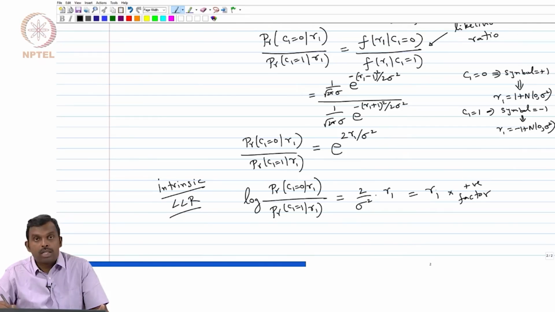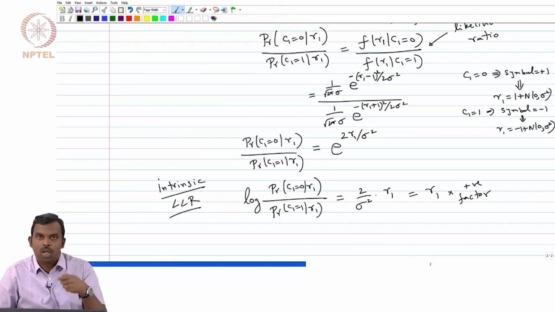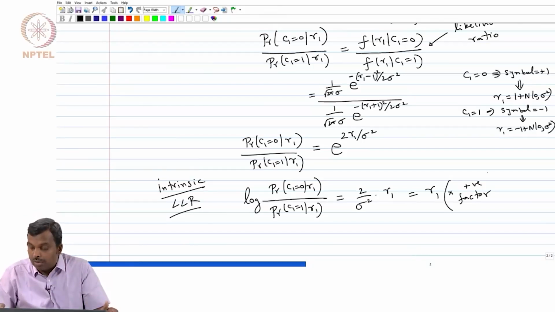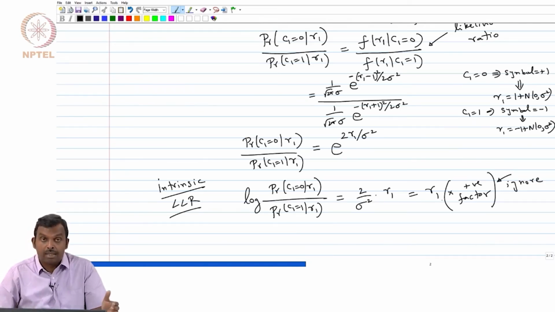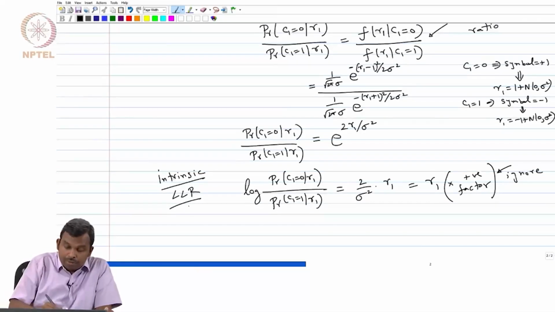R1 is the most critical component. The factor 2 by sigma squared depends on the channel value. If sigma squared is the channel noise variance and it is small, 2 by sigma squared is going to become very large. So at high SNR, this factor will be very large. At low SNRs, when sigma has a value like 1 or 2, the factor is very small. Nevertheless, it's a positive factor, and in most cases we will usually ignore it. We will use just R1 to represent this LLR. This intrinsic LLR is sort of the belief that we spoke about.